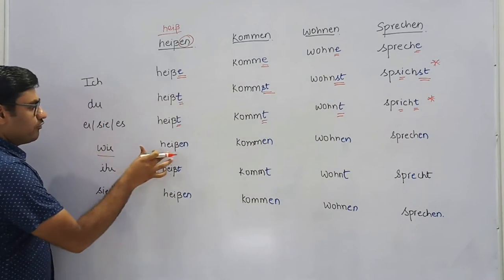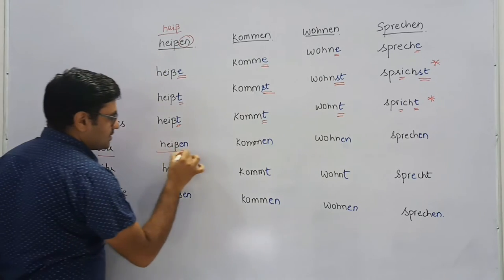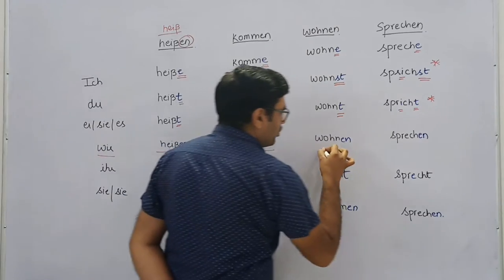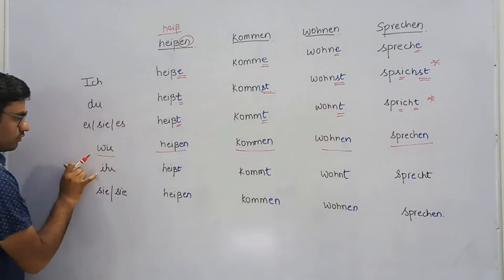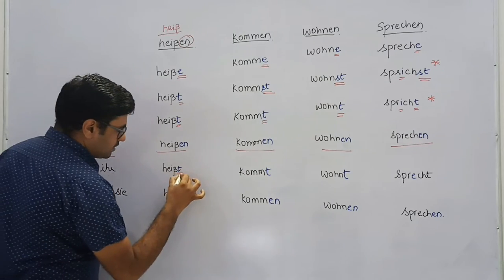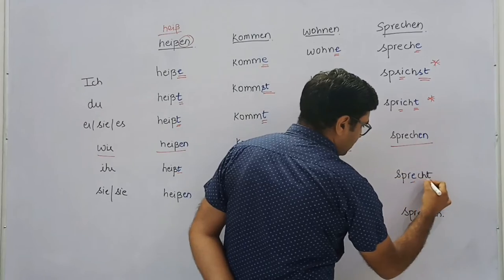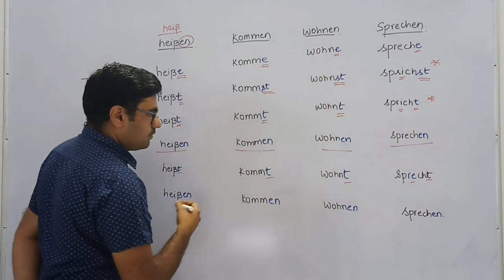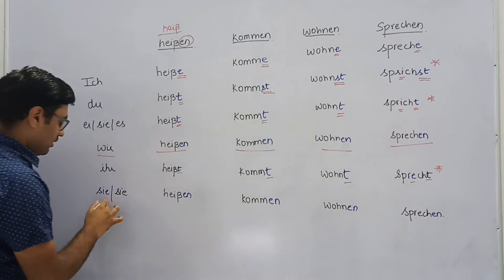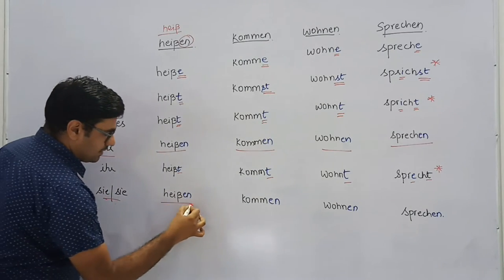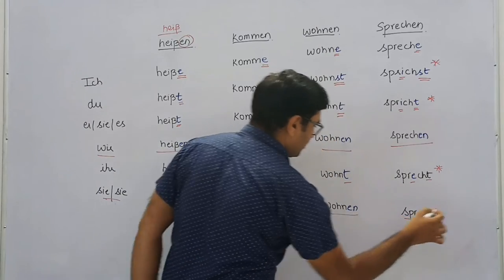Then for wir, it is the same as the root word, that infinitive word. Heißen, kommen, wohnen, sprechen. For ihr, heißt, kommt, wohnt, sprecht. Okay, this you have to learn actually. For Sie, again, heißen, kommen, wohnen, sprechen.